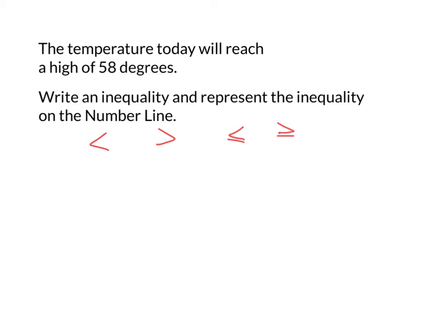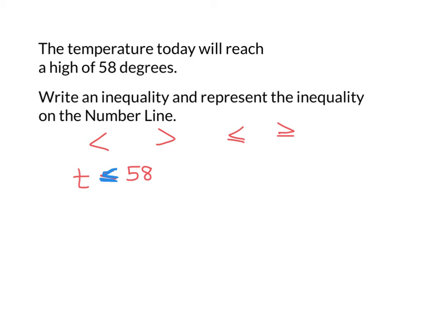When we say write an inequality, we need a variable. So I'll go with T for temperature. And it says it will reach a high of 58 degrees today. So that means the temperature is going to be at a maximum 58 degrees, and it will stay below that 58 degrees. So I would say our temperature will be less than or equal to 58. So the question here, do I include the 58 or not? And it says it will reach a high of 58 degrees. So I'm going to include that 58. And the way I do that is by that little line underneath that less than sign.